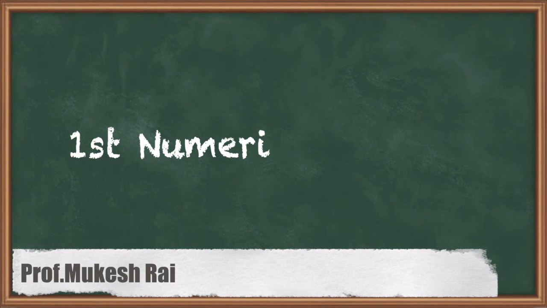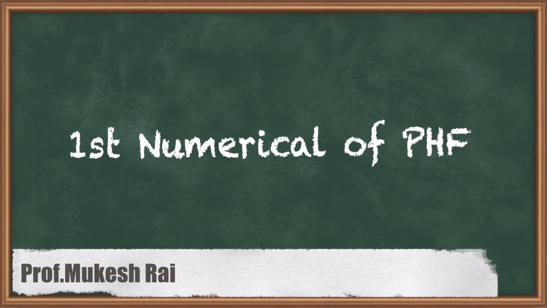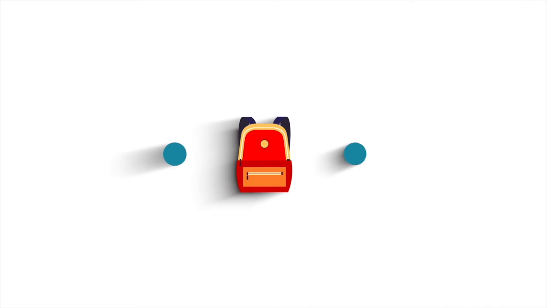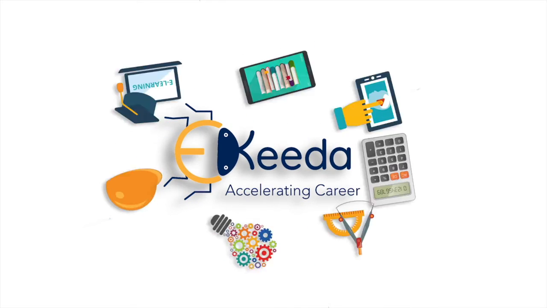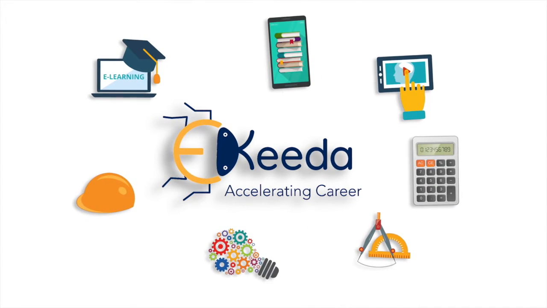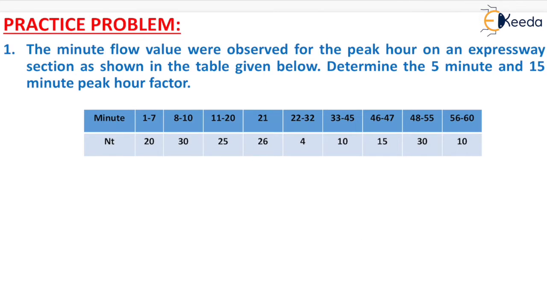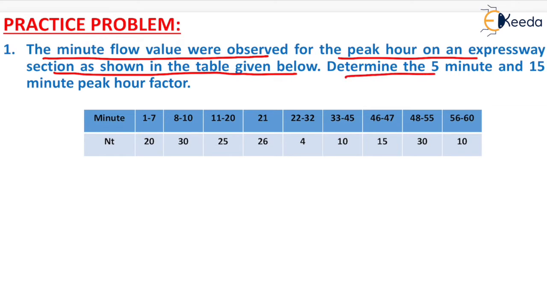Hello students, today we are going to solve the first numerical on peak hour factor. The question is: the minute flow values were observed for the peak hour on an expressway section as shown in the table given below. Determine the 5-minute and 15-minute peak hour factor. In this table, the minute is shown here and the number of vehicles is shown here.